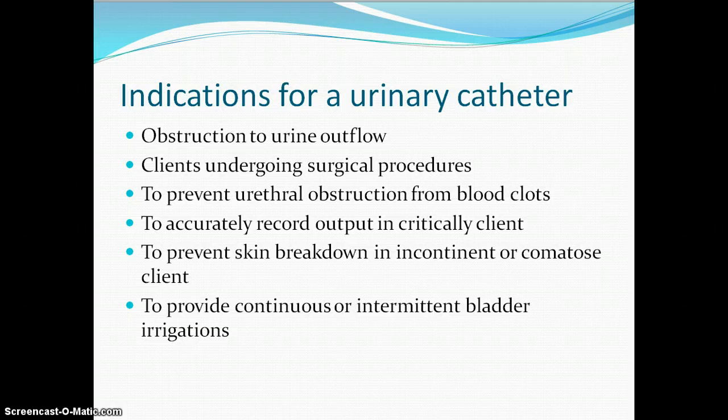And the last bullet, that continuous or intermittent bladder irrigation, that is usually for a man that's had TURP surgery. TURP is transurethral resection of the prostate. It's to go in and roto-rooter out that prostate gland on a male that is enlarged and not allowing that urine to flow out. Box 45-7 gives indications for a cath.